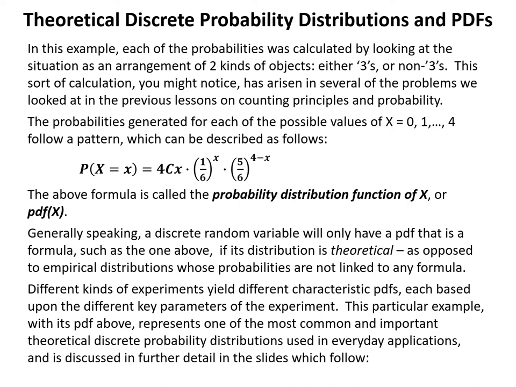Generally speaking, a discrete random variable will only have a PDF that is a formula, such as the one above, if its distribution is theoretical, as opposed to empirical distributions whose probabilities are not linked to any particular formula. Different kinds of experiments yield different characteristic PDFs, each based upon the different key parameters of the experiment. This example, with its PDF shown above, represents one of the most common and important theoretical discrete probability distributions used in everyday applications, and it's discussed in further detail in the slides which follow.